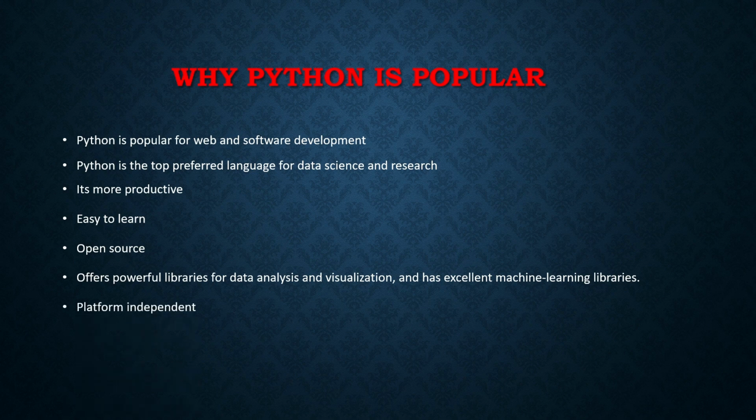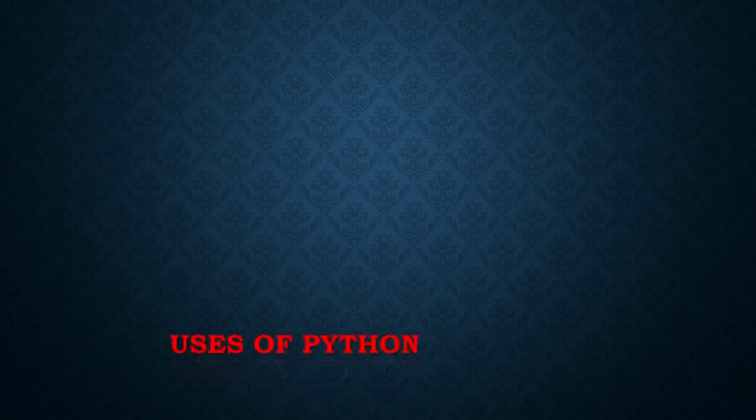We call Python a platform independent language because we can run the program on any operating system like Windows, Linux or any other, unlike languages like C or Java. And it's dynamically typed. Already we discussed that the type of variable and memory allocation takes place during runtime, not during compile time.